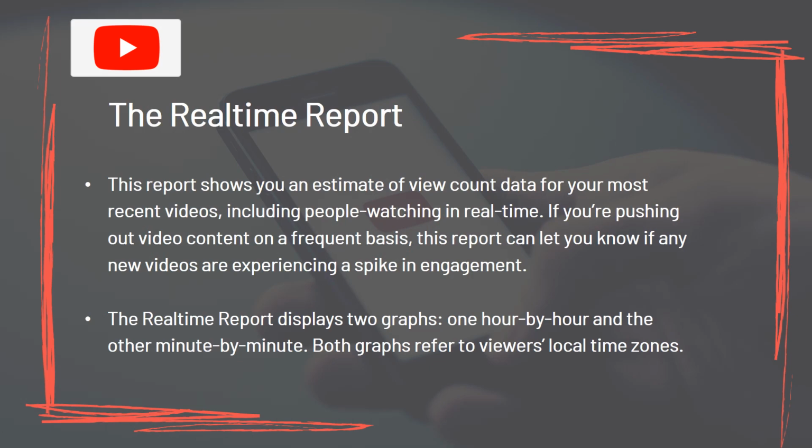The Real-Time Report. This report shows you an estimate of view count data for your most recent videos, including people watching in real time. If you're pushing out video content on a frequent basis, this report can let you know if any new videos are experiencing a spike in engagement. The real-time report displays two graphs, one hour by hour and the other minute by minute. Both graphs refer to viewers' local time zones.